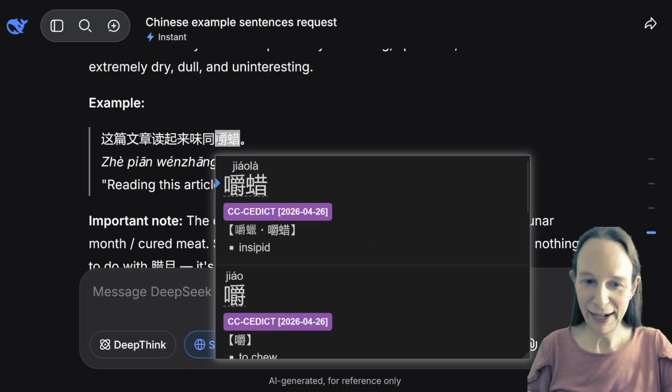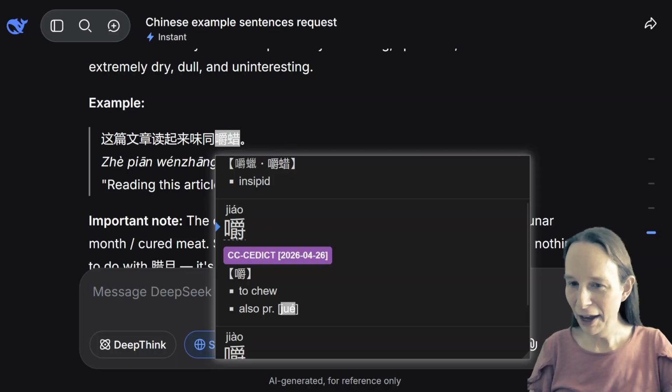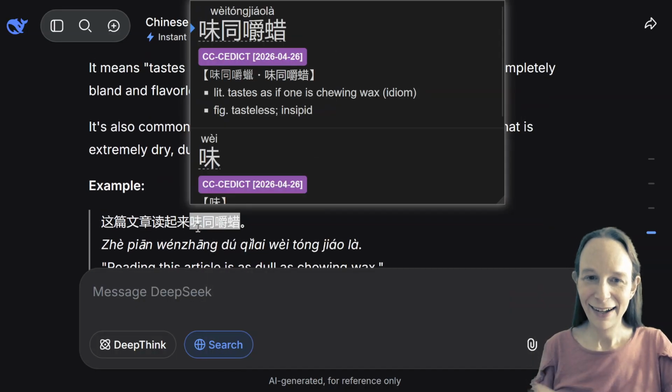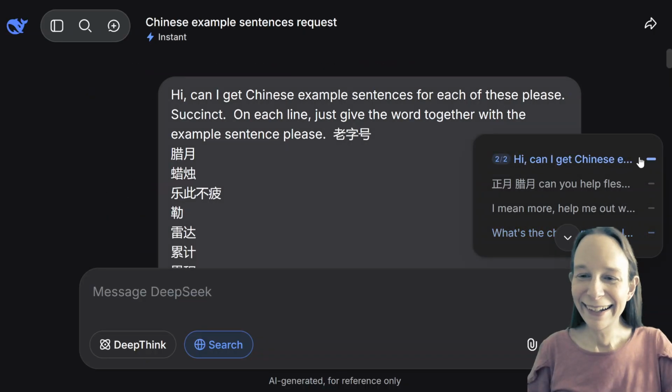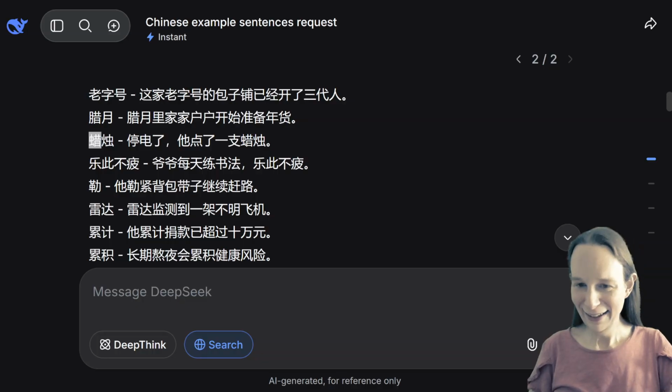Okay, so here it's pronounced 嚼, but I think it's normally pronounced 嚼. So in this chengyu, it's pronounced 嚼. Okay, 味同嚼蜡. Yeah, it's as tasty as chewing wax. I like a nice chengyu. All right, so that's that.